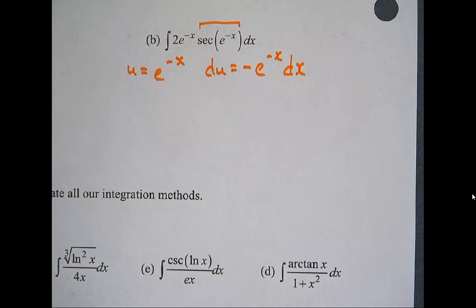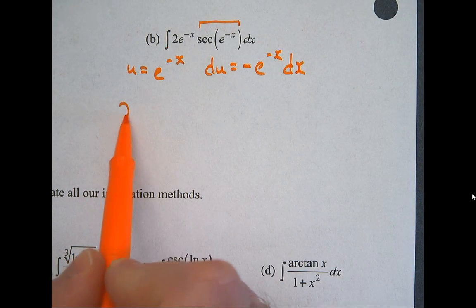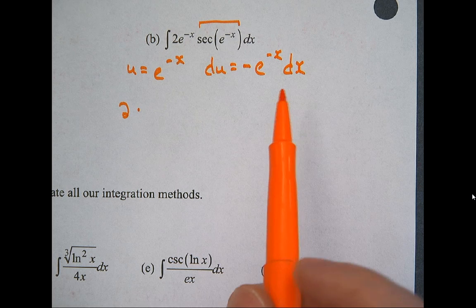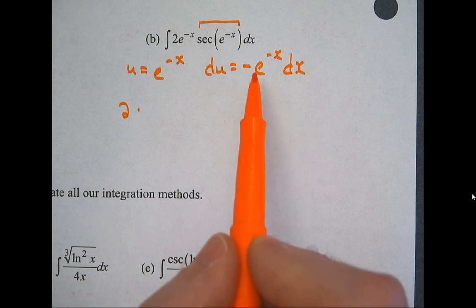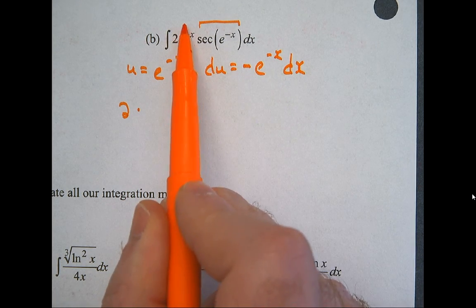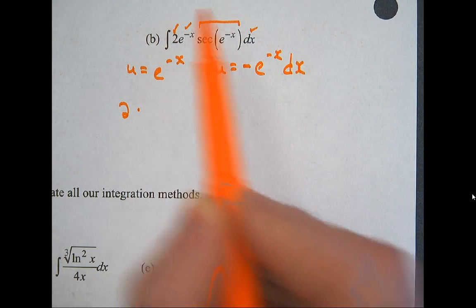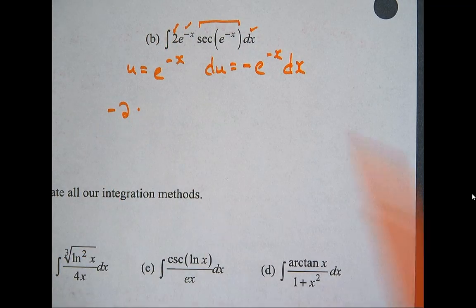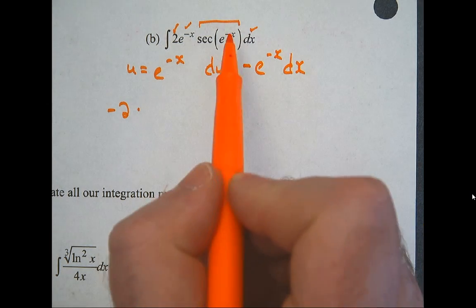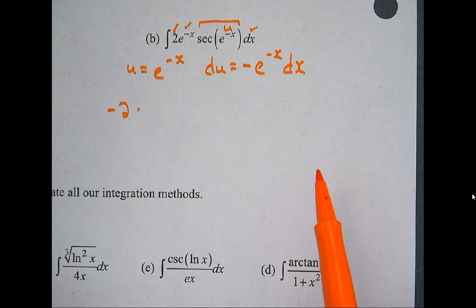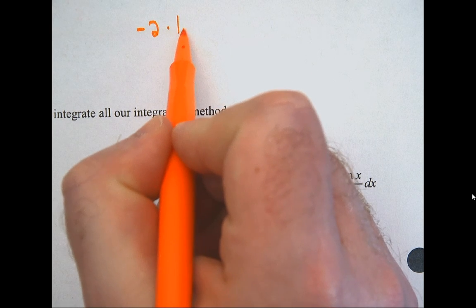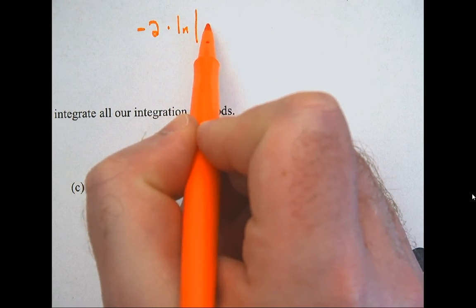All right, any constants? Yes, I got a constant of 2. Any corrections? I need an e to the negative x, check. I've got a dx, check. I need a negative 1, so I need a negative. I'm just going to put the correction with the 2 since that's a simple correction. This is u. So what's the integral of secant of u? Natural log of absolute value.